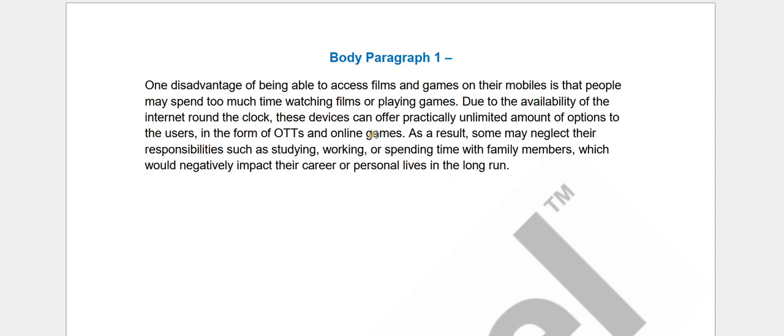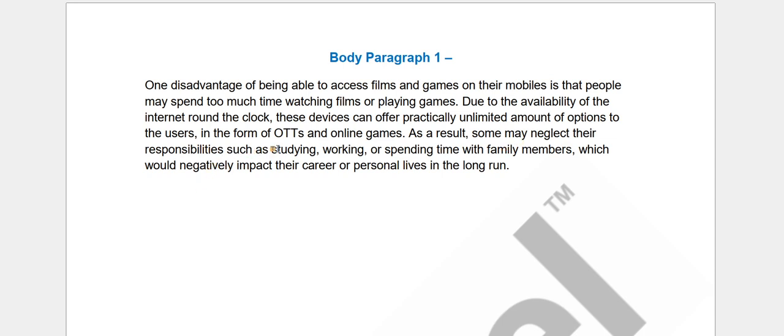So, but why do we think it's a problem? It's a problem because the access is not the problem. Obviously, if you have access to anything, it's not the problem. The problem is how you are using it. So as a result, because of the constant availability, some may neglect their responsibilities.